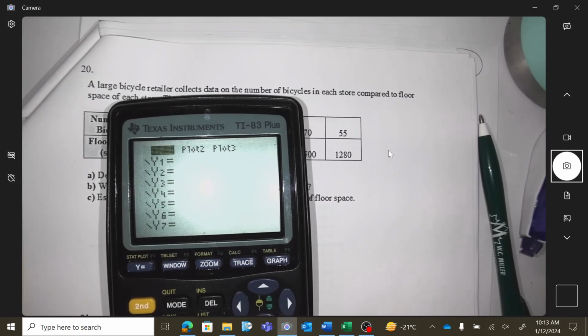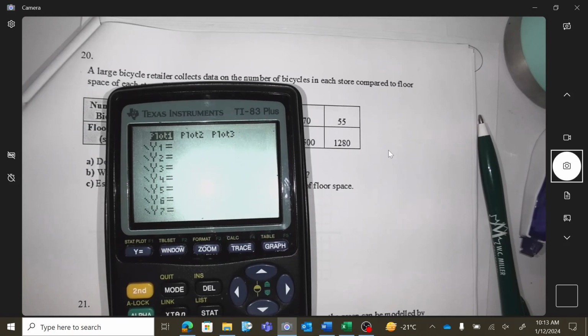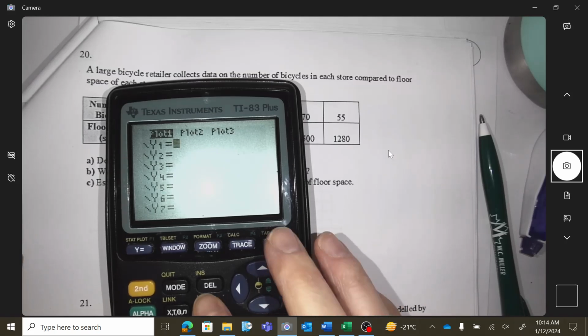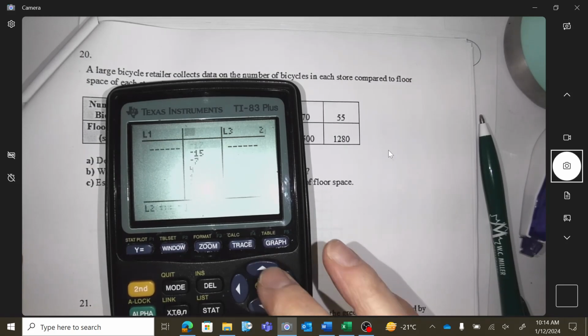If we enter data, we're going to have to activate our plot system. So I'm going to pause every time in case you're writing this down. To enter data, Y equals clear everything out, but activate your plot. Good? Stat edit. Up, clear, down. Up, clear, down.